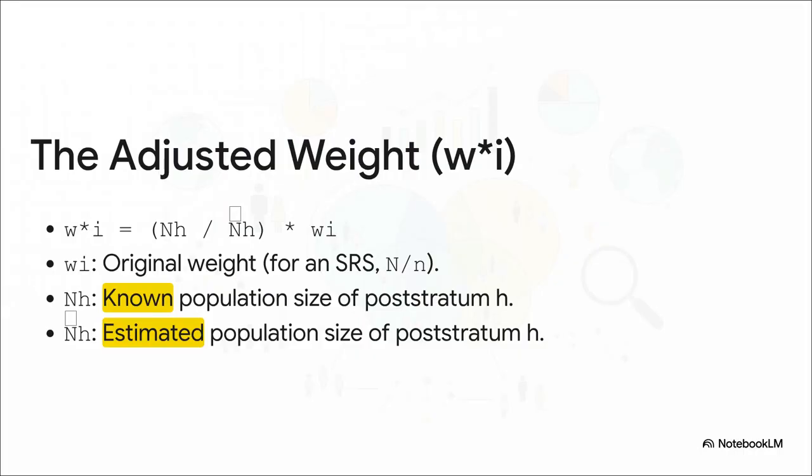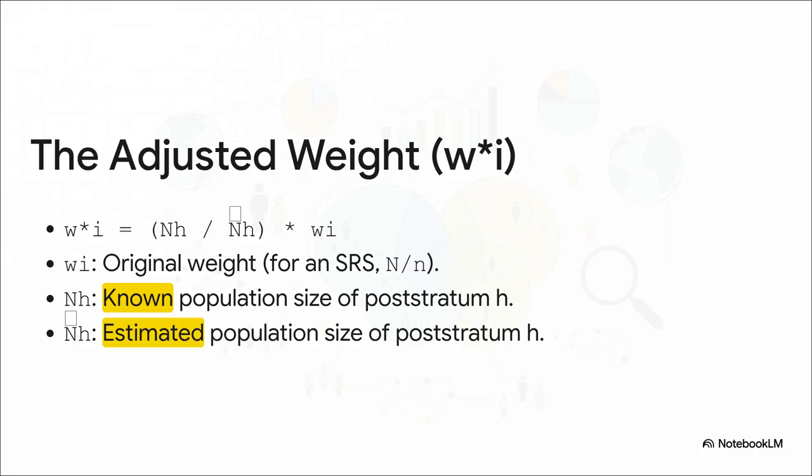And this is how we do it. Look at that formula. The w is the original weight. Maybe every person counts as 1. The magic is in that fraction, N_h over n_h. N_h is the true size of a group. n_h is what our sample thinks the size is. So if we undersampled men, the true number, N_h, will be bigger than our sample's estimate, n_h.